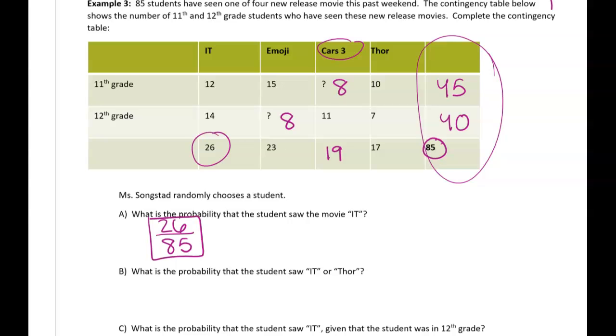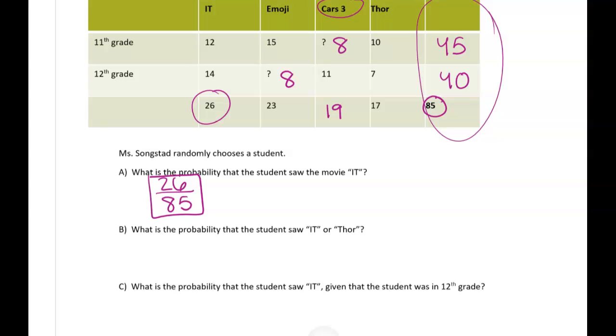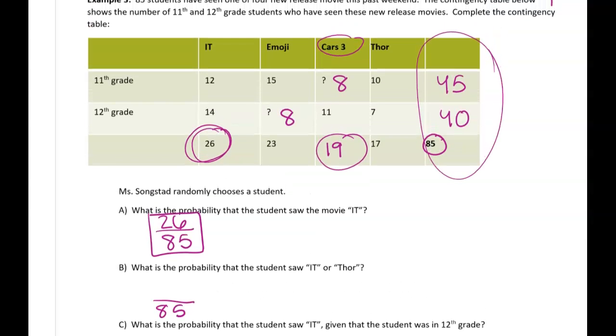What's the probability that the student saw It or Thor? Again, we're looking at everybody, so all 85. We don't care about grade, which grade they were in right now. It or Thor was 26 or 19. Sorry, that was Cars 3. I'm looking at the wrong value. So we should have 26 plus 17, which is 43 out of 85.